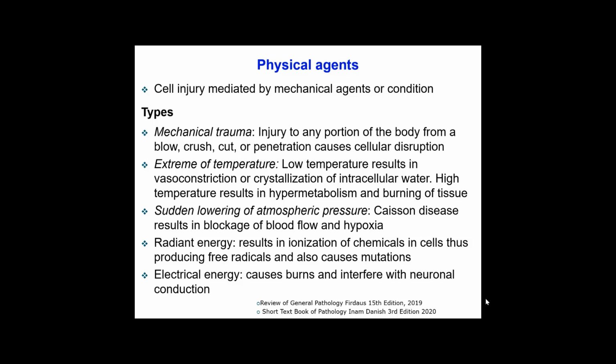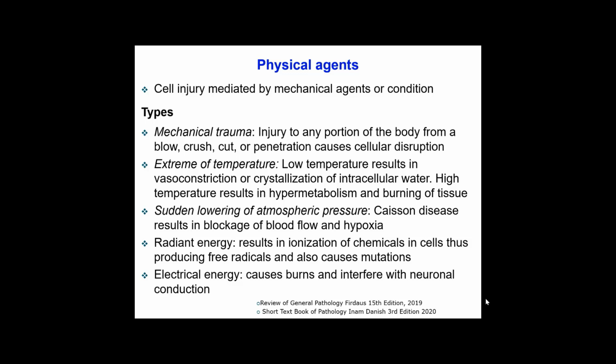Sudden lowering of atmospheric pressure is also very dangerous for the cells, like the condition of Caisson disease, which results in the blockage of blood flow and a hypoxic condition occurs.